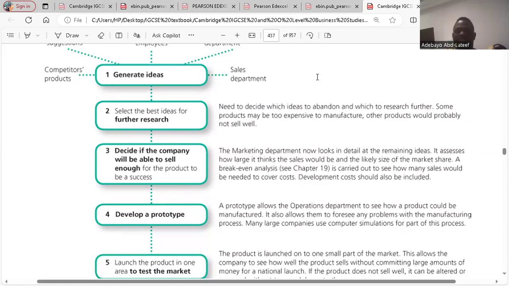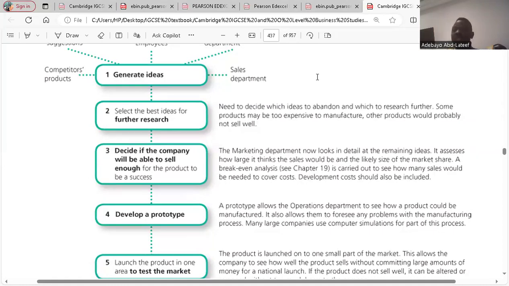Then the second one is to select the best idea for further research. Now that you've generated different ideas, you pick those ideas that you think will be useful going forward. That is how you select. Most of the time they choose the best ideas, and mostly the research and development departments do the choosing.